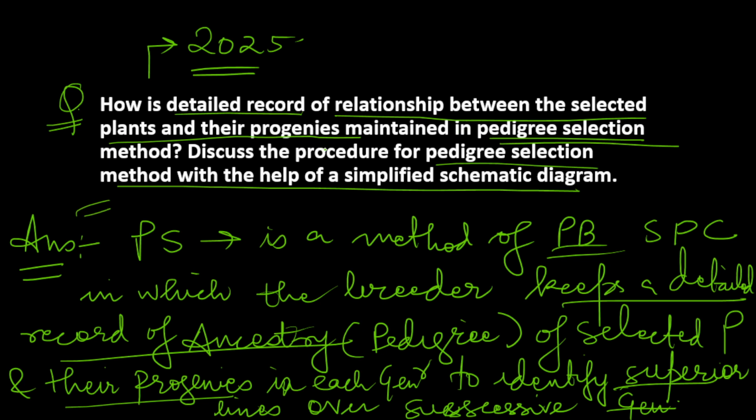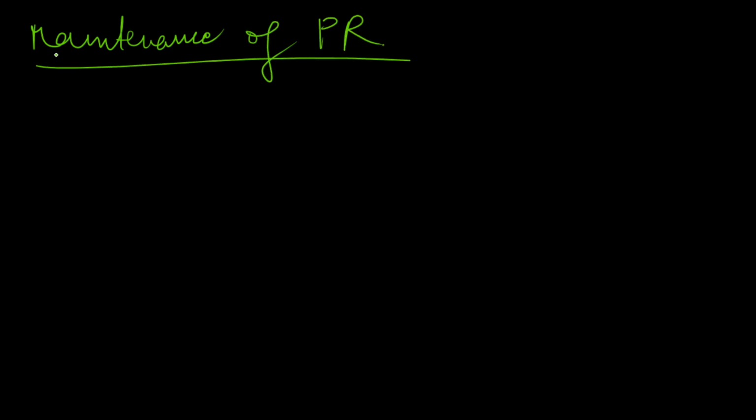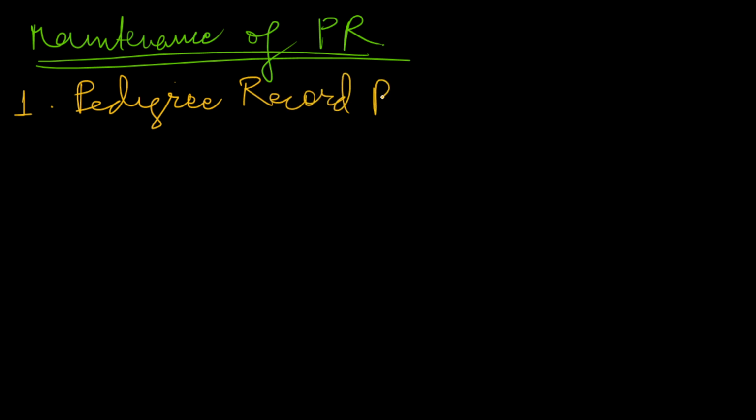Now let's move to the first part of the question, that is how this detailed record of relationship between selected plants and their progeny is maintained. So, maintenance of pedigree records. How is this done? A detailed record of relationship is generally maintained in a pedigree record book, where the detailed record of relationship between the selected plants and their progenies is maintained.